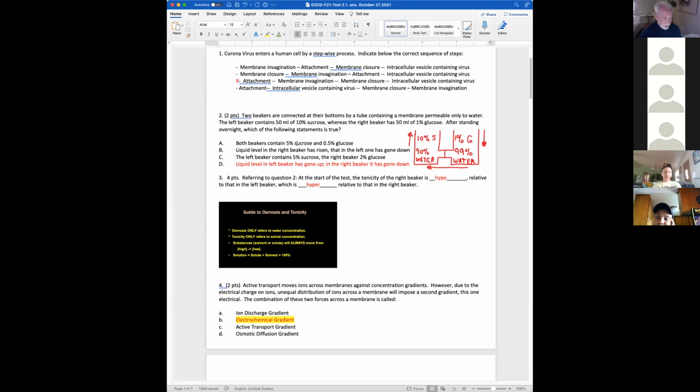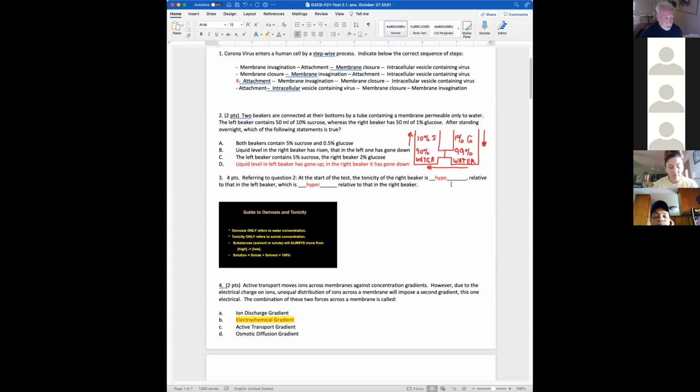Well, you know immediately that A and C cannot be true, because that would require the passage of solute through the membrane. And the question has already told us that the membrane is permeable only to water. So A and C are out. So then, on which side has the level of the solution changed? Well, that really is asking the question, which way is water moving?